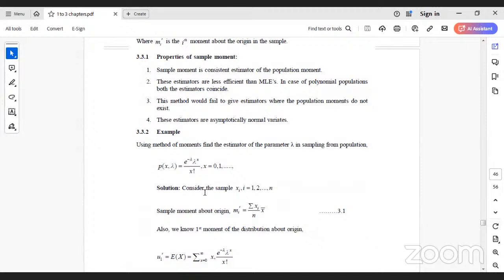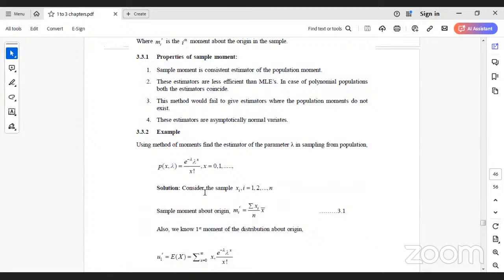An example we have to take here. Using the method of moments, find the estimate of the parameter lambda, sampling from the population. What is the sampling population? P(x, lambda) = e^(-lambda) lambda^x / x!, x = 0, 1, and so on. Solution: consider the sample x_i, i = 1, 2, 3, and so on to n.